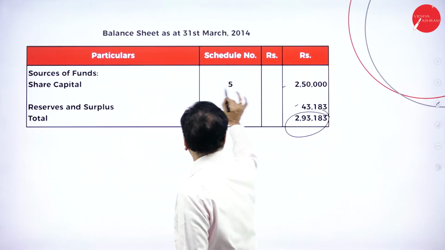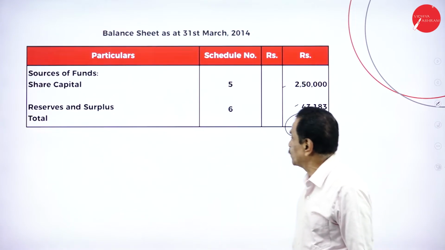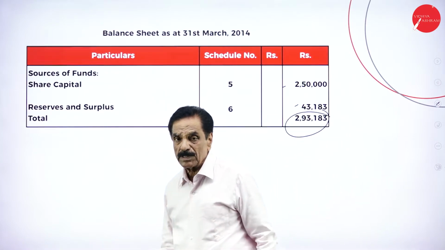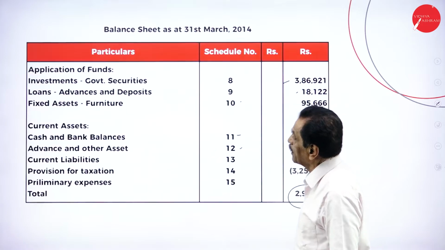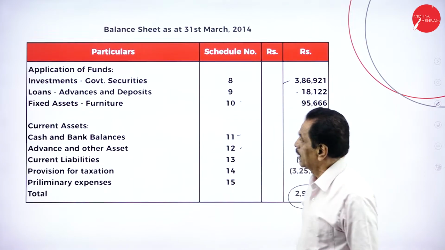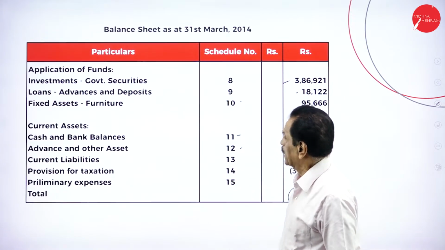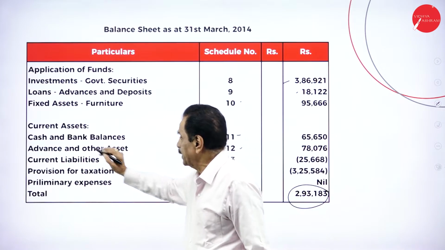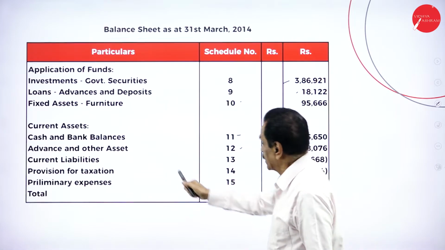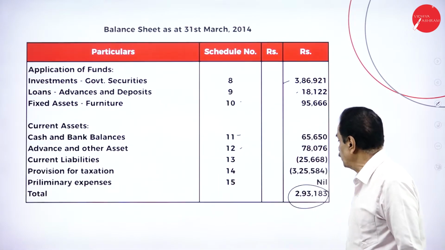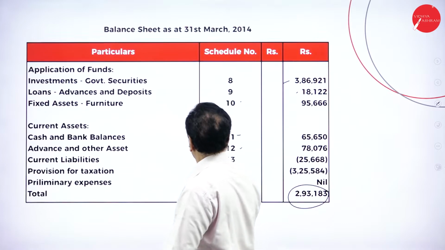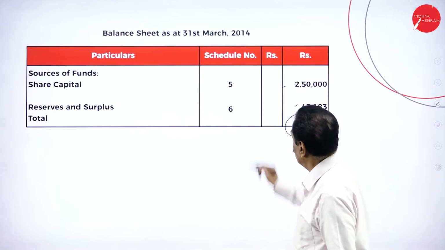Source of funds: share capital schedule number 5, reserve and surplus schedule number 6. Then 7 is borrowing. There is no borrowing. That is why the total amount is 2,93,183. How you apply: investment, government security schedule number 8, advance and deposit schedule number 9, fixed asset schedule number 10, current asset, cash and bank balance schedule number 11, advance and other assets schedule number 12, current liability schedule number 13, provision for taxation as per the provision 3 lakh. So it will tally for 2,93,183.